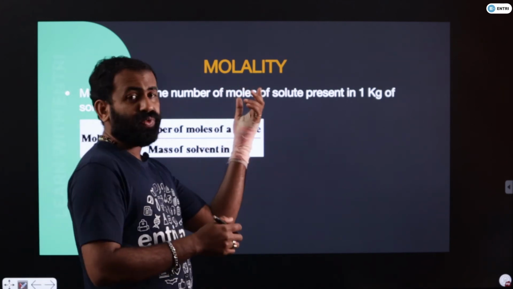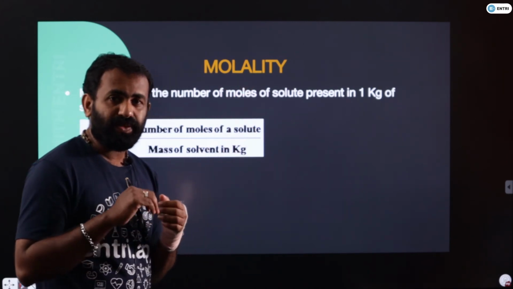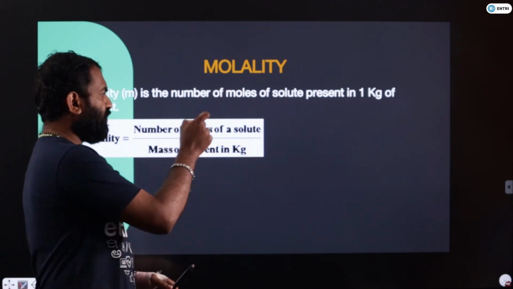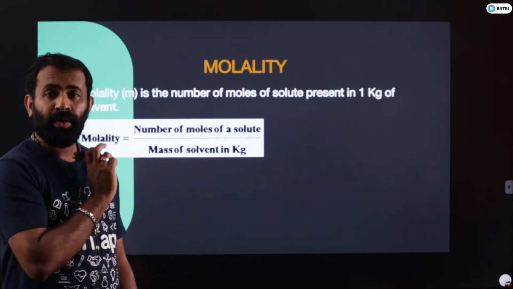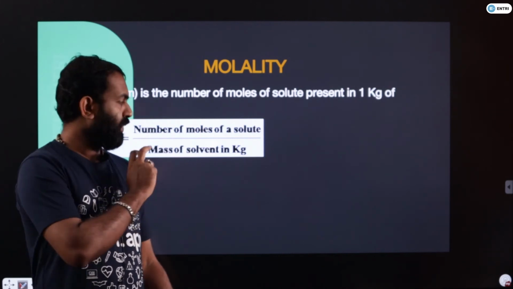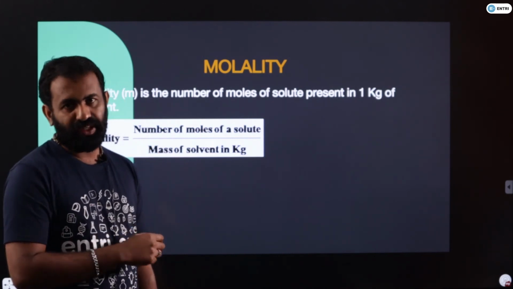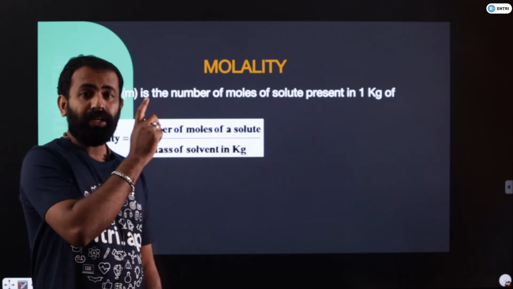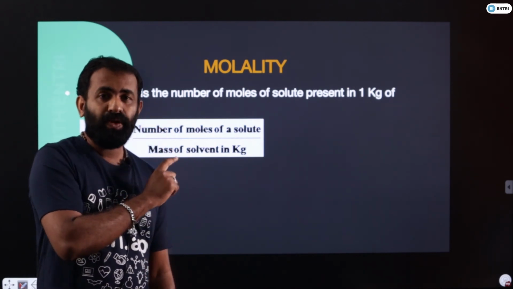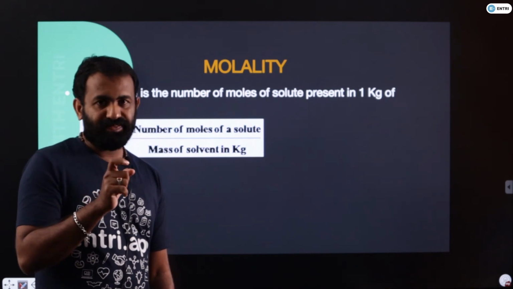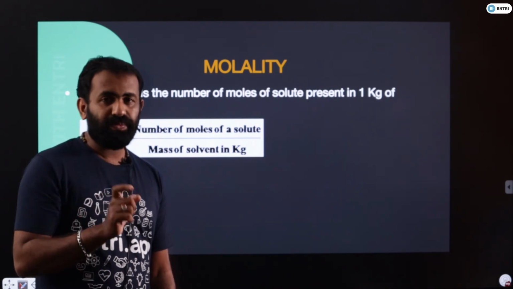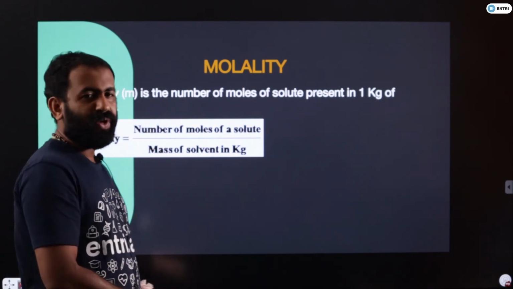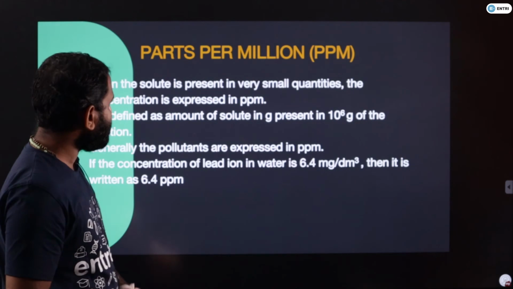Molarity is defined as the number of moles of solute divided by the volume of solution in liters. But molality is defined as the number of moles of solute divided by the mass of solvent in kilograms. The denominator changed: mass of solvent in kilograms, whereas in the case of molarity it is the volume of solution in liters.